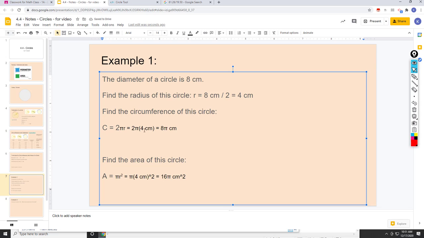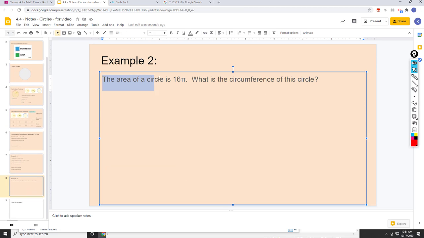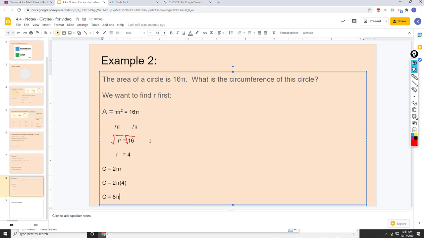Okay. Example 2. The area of a circle is 16 pi. What is the circumference? So again, we want to find r first. Area is pi r squared, which is equal to 16 pi. I can divide by pi on both sides. If I do that, I get r squared is equal to 16. Now we take the square root of both sides. So r is positive or minus 4. In geometry, we know the radius is always positive, so r is 4. Now we can use circumference is 2 pi r. So circumference is 2 times pi times 4. So circumference is 8 pi centimeters.